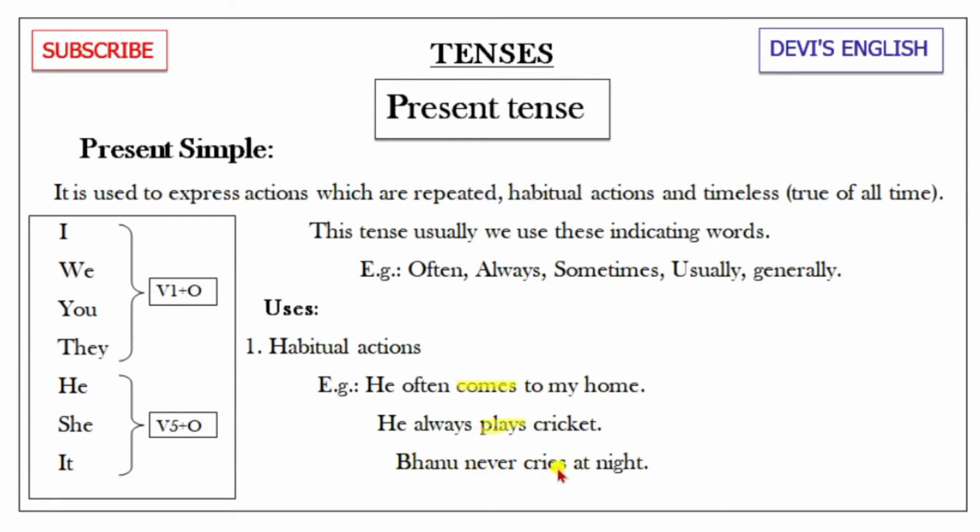Bhanu never cries at night. It also tells us it is Bhanu's habitual action. So according to these three examples, in simple present tense with third person singular we must and should use the S form verb.